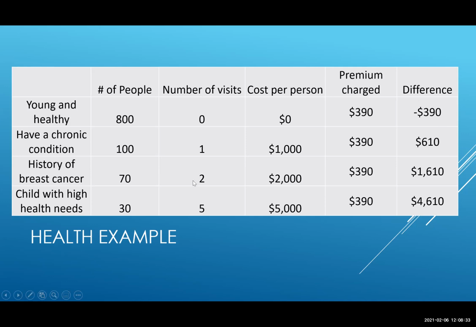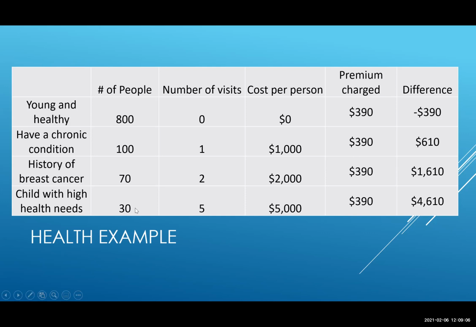History of breast cancer. Say you have 2 people in that group, it costs $2,000 because they go to the doctor twice because they're getting their checkups or whatever. Even if they don't end up having breast cancer, they're still going to the doctor more often. So you're charging that $320. So now you're shelling out $1,610, right?